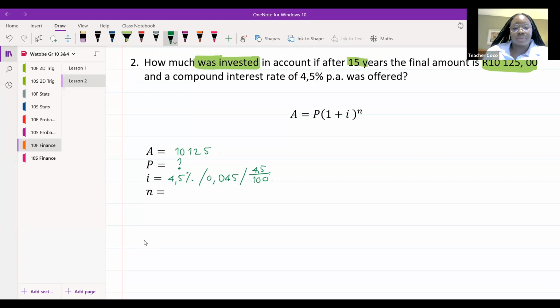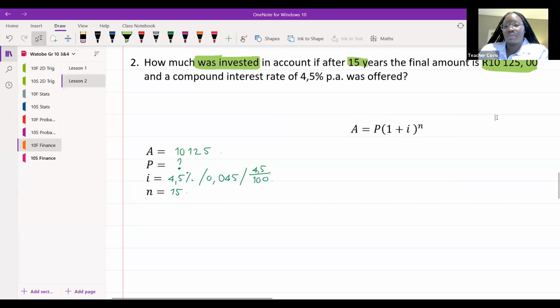All right. Now, what is our N? Our N is 15 years, 15. Good, 15. All right. Now we're going to have to substitute. Here's our formula. What are we going to write in? We're going to take the 1 plus 0.045 in brackets, to the 15 over the final amount.